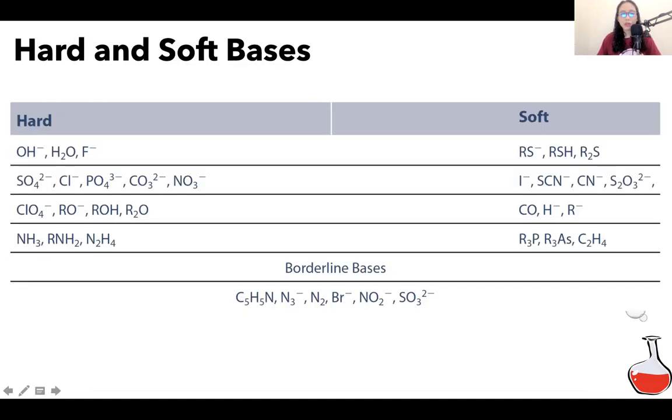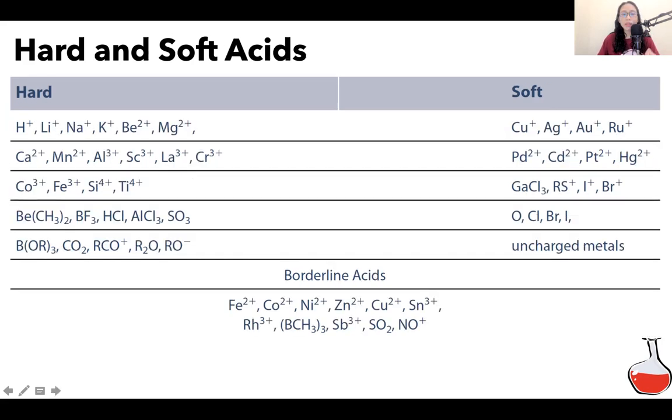So here are some examples of hard and soft bases. You have small ions like hydroxide, water molecule, fluoride ions, etc. And you also have examples of soft bases. And we also have some borderline bases here, meaning sometimes they can exhibit hard basic properties, or sometimes they can also display soft basic properties. And we have examples of hard and soft acids, and also you have your borderline acids here.